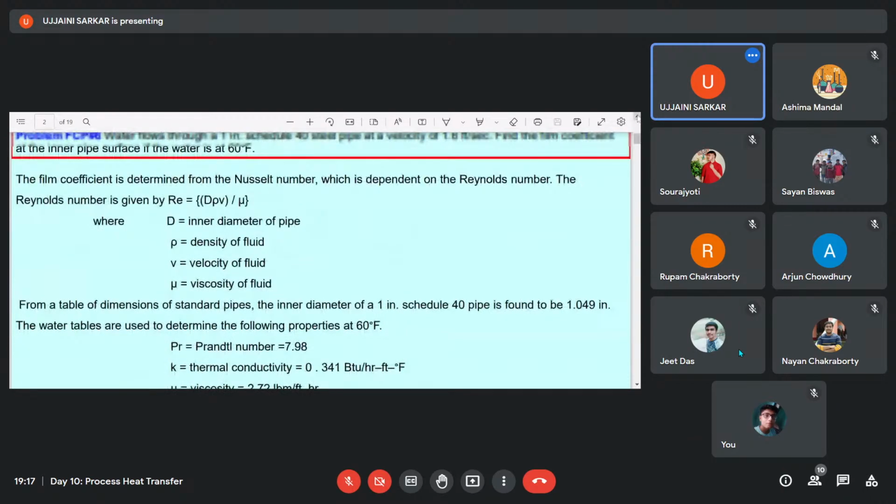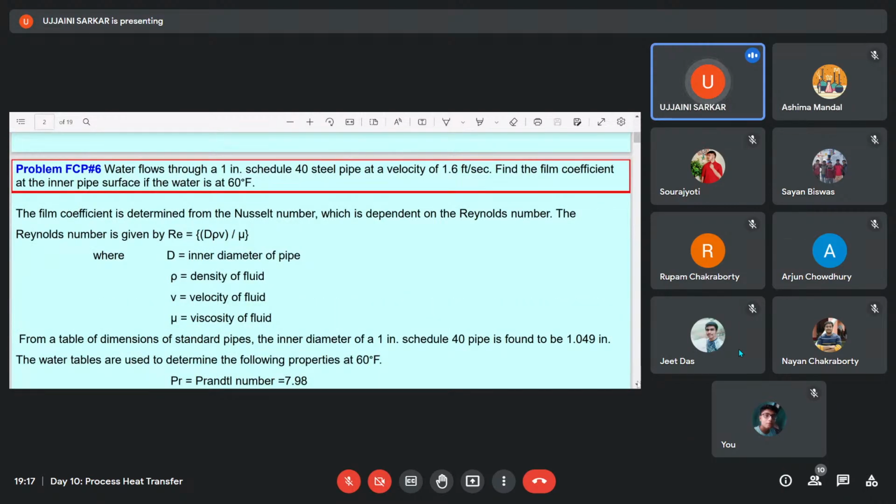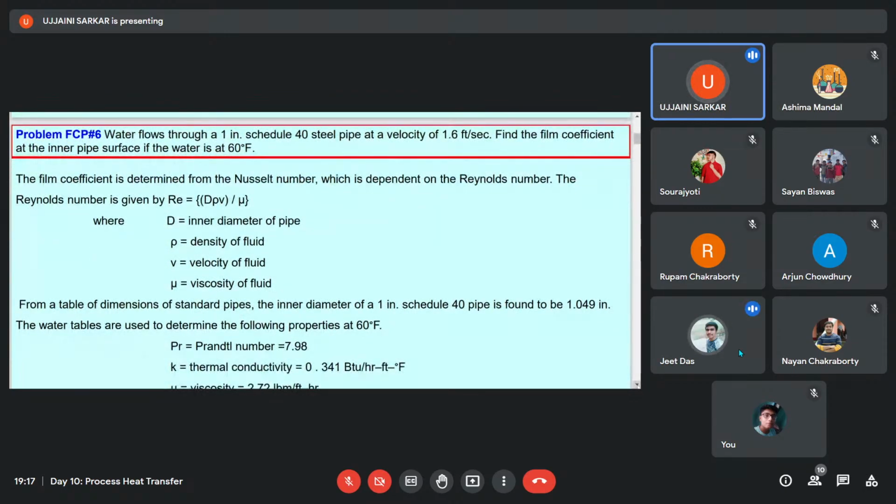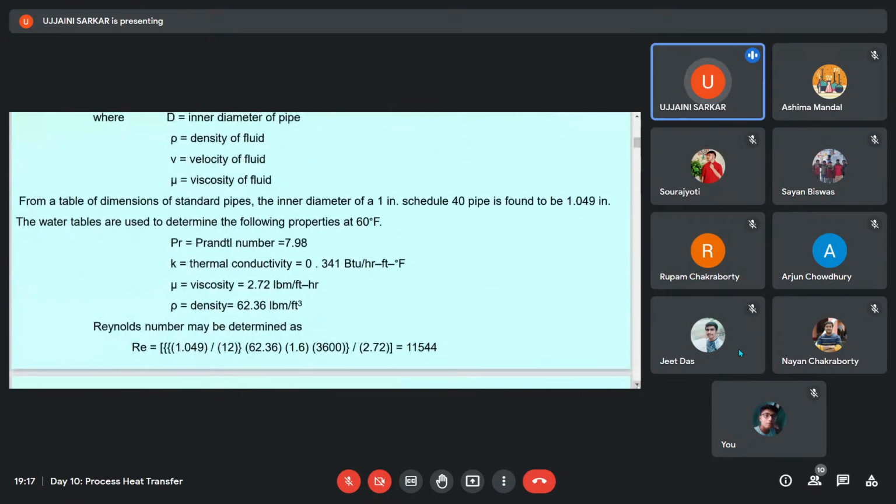So if this is 1.6 feet per second, then convert velocity from feet per second to feet per hour. 1.6 times some factor will give you feet per hour. So, ma'am, tell me, the Reynolds number is coming 11543.936.